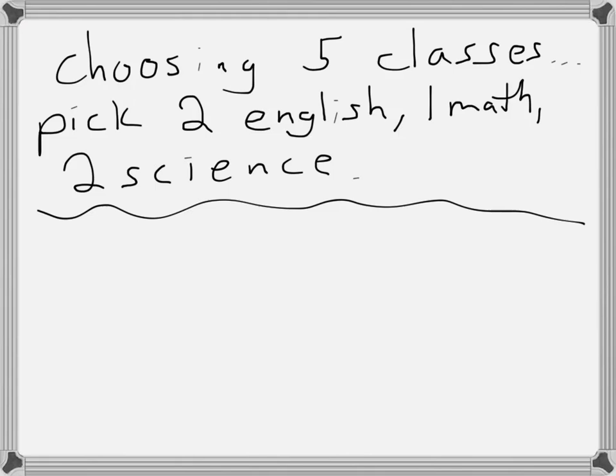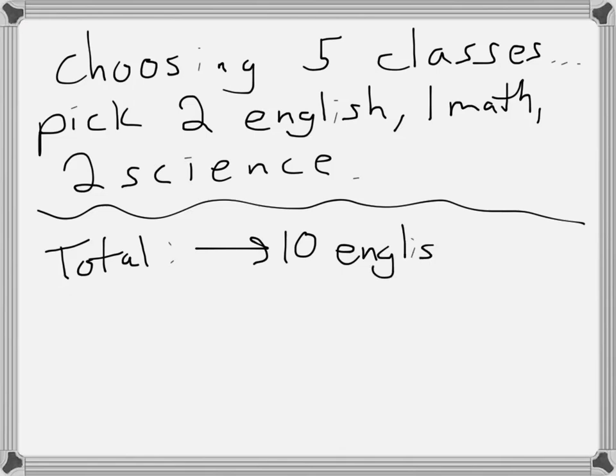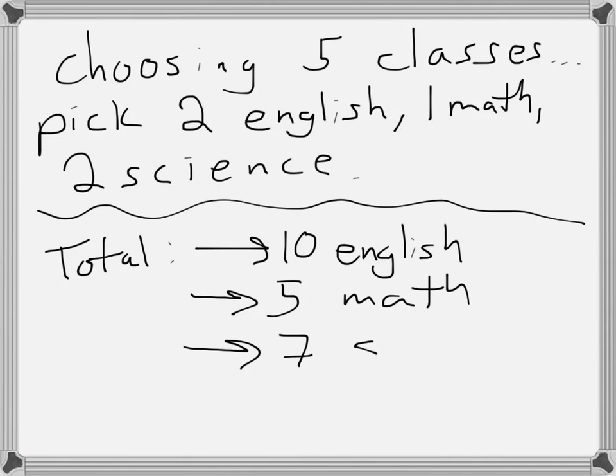So here's a lovely little extension problem. Let's say we're going to choose 5 classes, but you need to pick 2 English, 1 math, and 2 sciences. And let's say there are a total of 10 English classes. There are 10 English classes to choose from. Let's say there are 5 math classes to choose from. And let's say there are 7 science classes to choose from.